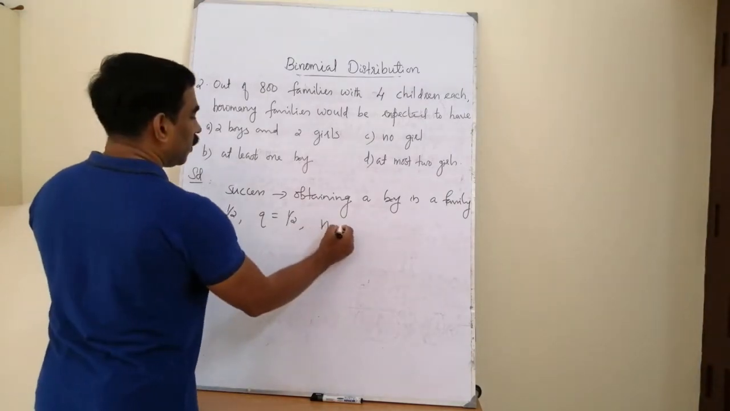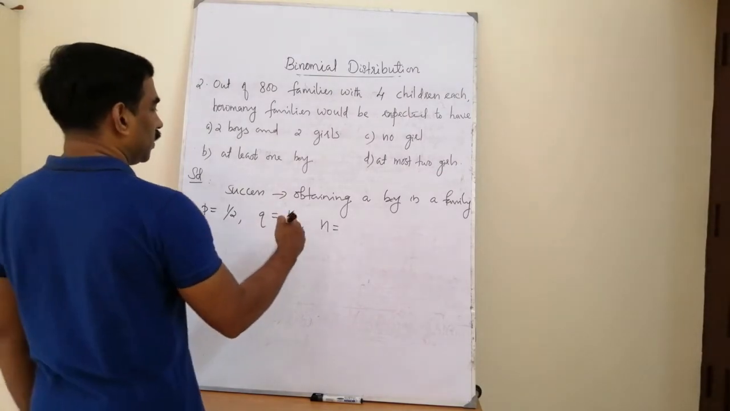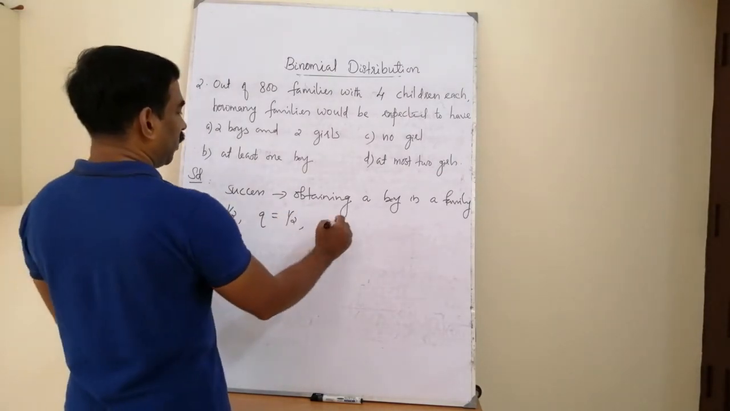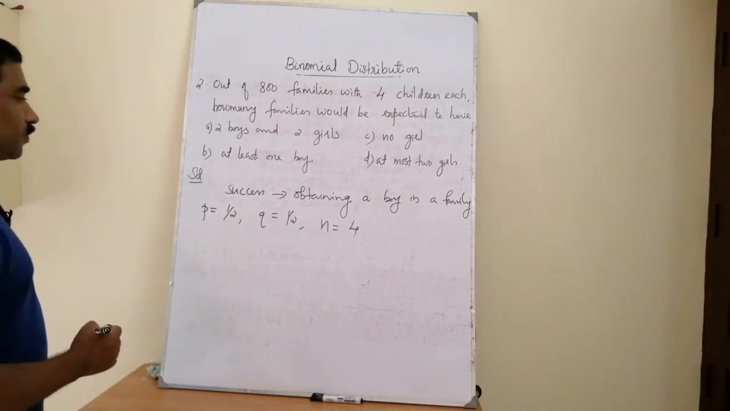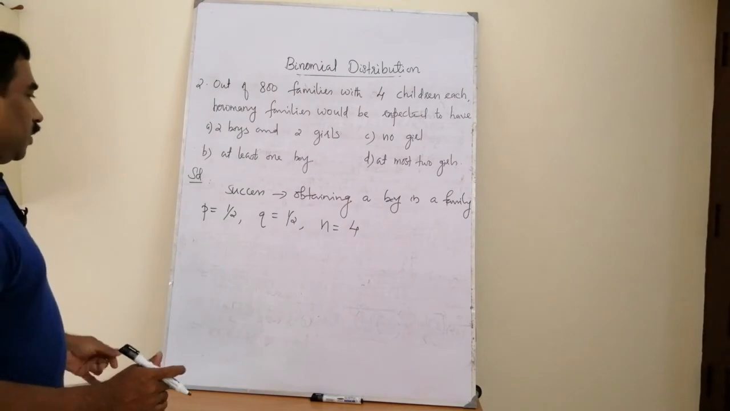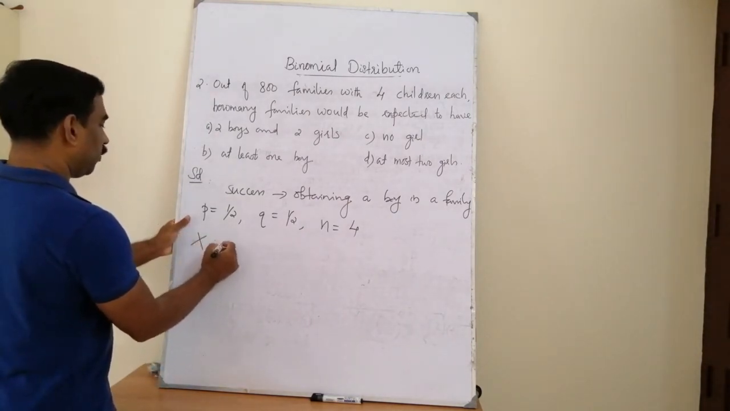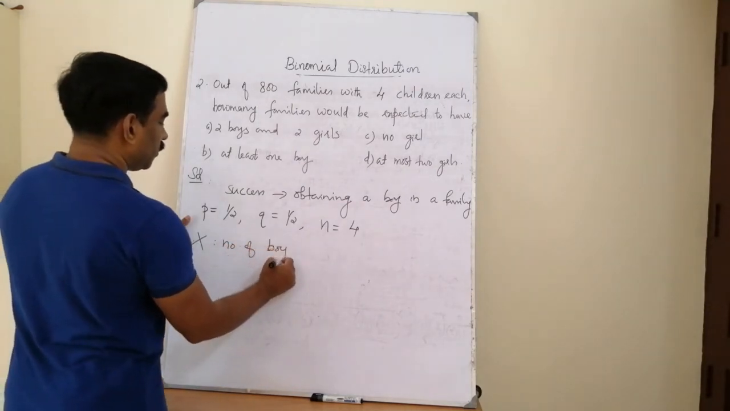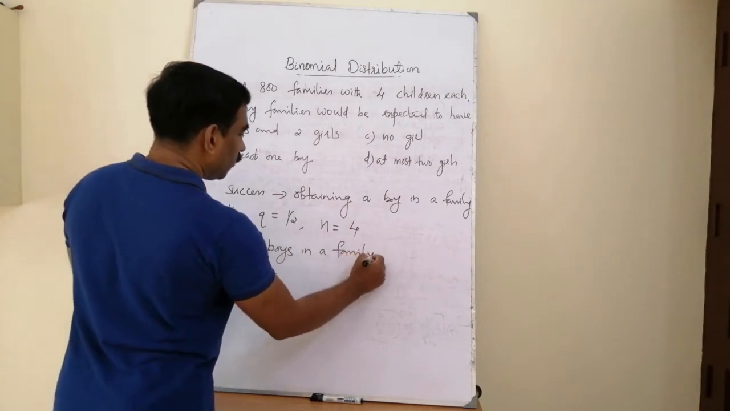Here what is n? Because we are considering a family with 4 children, that means we are repeating the experiment in 4 trials, that is n is equal to 4. Then what is the binomial random variable here? Suppose the random variable is the number of boys in a family of 4 children.